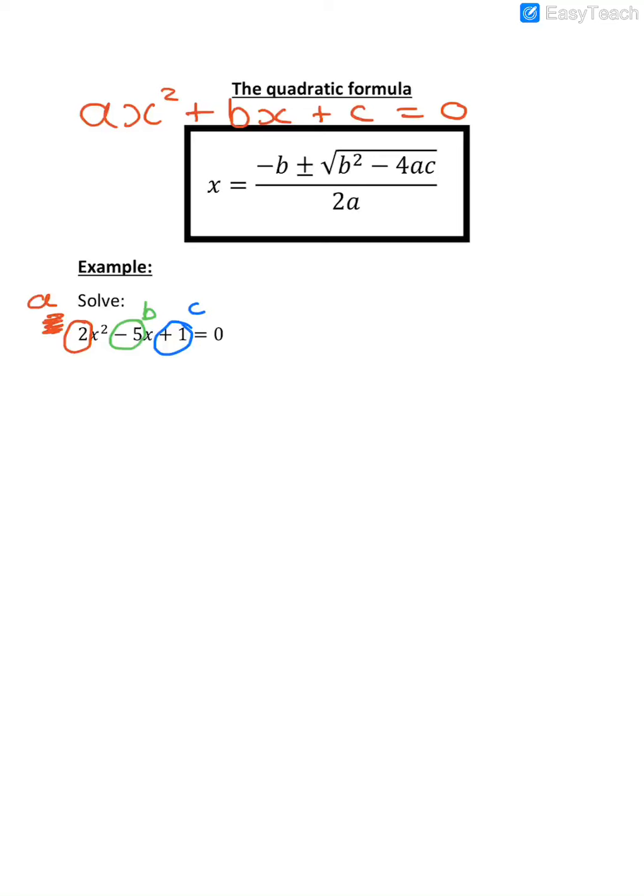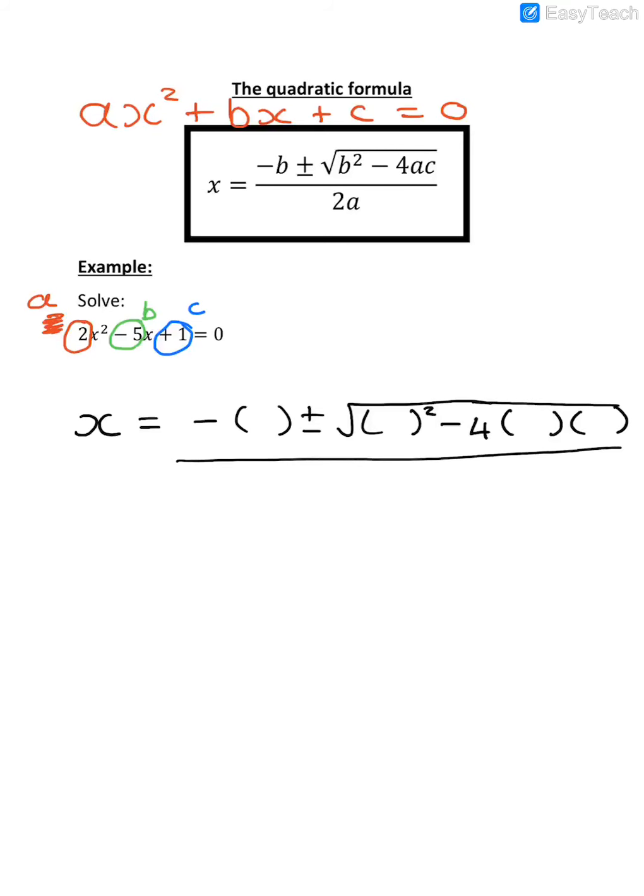So the first thing to do is to rewrite the equation, but where you see an a, a b, or a c, just do a bracket for now. So x equals minus b plus minus the square root of b squared minus 4ac over 2a. And now all you do is you just substitute the a, the b, and the c into this formula.